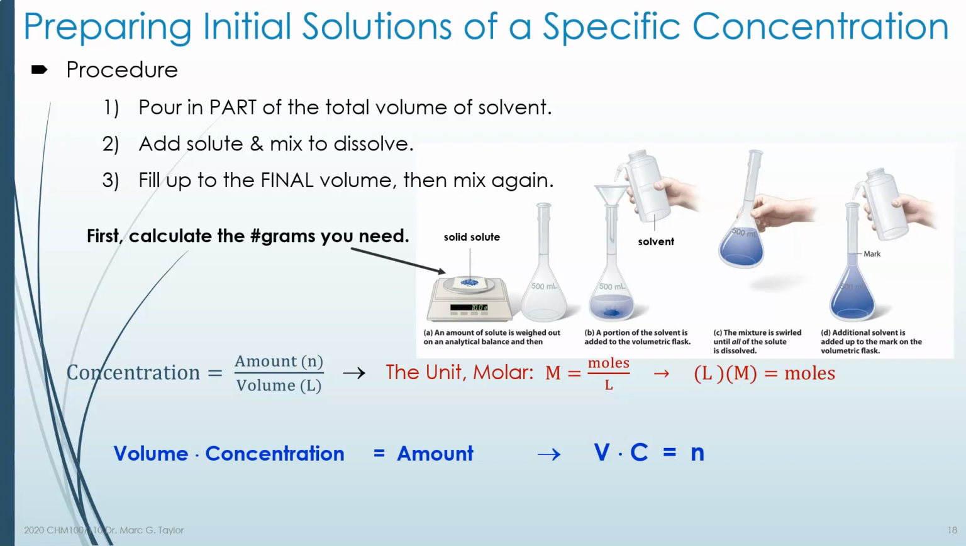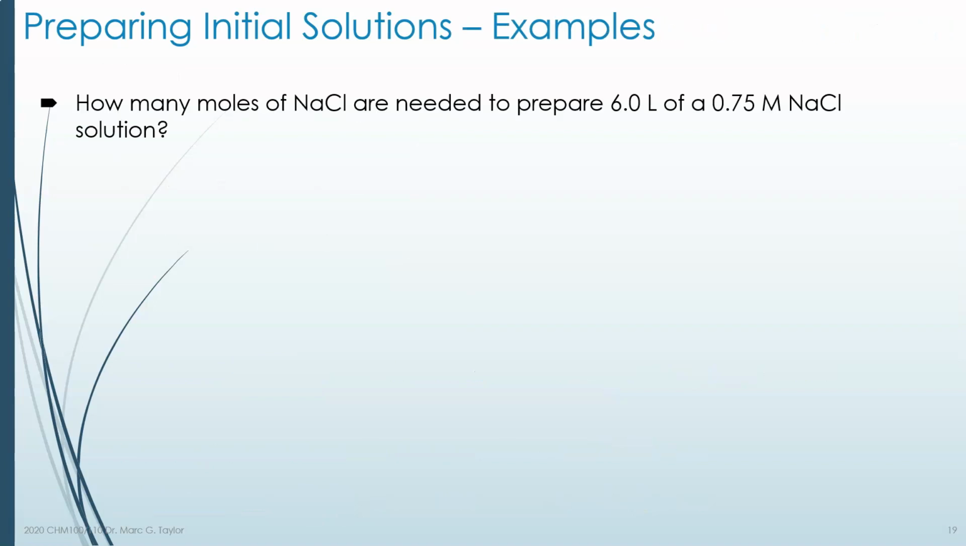V times C equals N. And this will come in handy when you're doing a lot of other calculations later. So remember, V times C is your N, or volume times concentration is your number of moles, which means your volume in liters times your concentration in molar. Remember, molar is moles per liter, so liters cancel, and you're just simply left with moles.